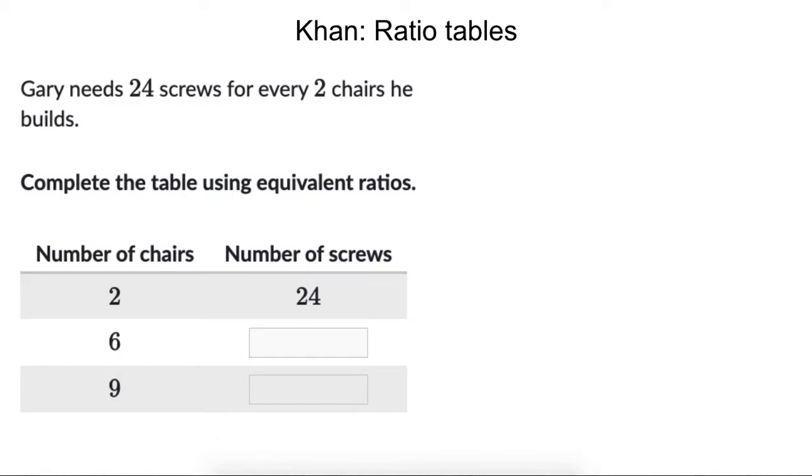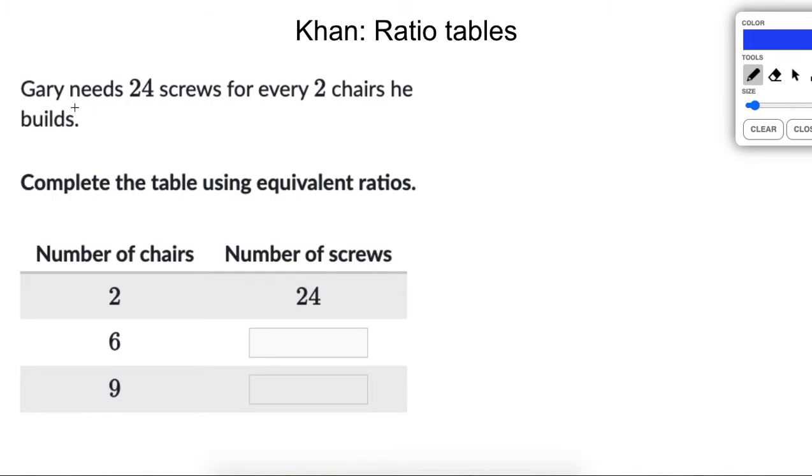Videos. This one is for 6th grade ratio tables. So we're going to learn how to fill in ratio tables. And I like these because the ones here don't go sequentially, so you have to learn how to really use multiplication to fill these out, unlike some of the ones I've seen. So let's take a look at some of these.